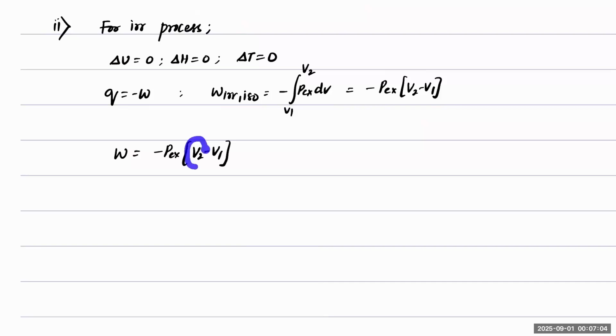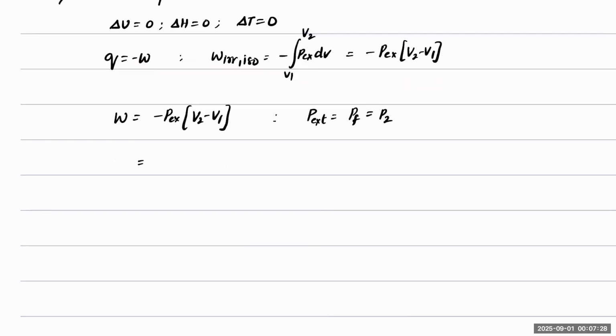There is no volume term that is directly given to us, and neither is P external given. But you should realize that in an irreversible process, the reaction will only stop when the final pressure is equal to the external pressure. So external pressure will always be equal to the final pressure of the gas, which we'll write as P2, let's say.